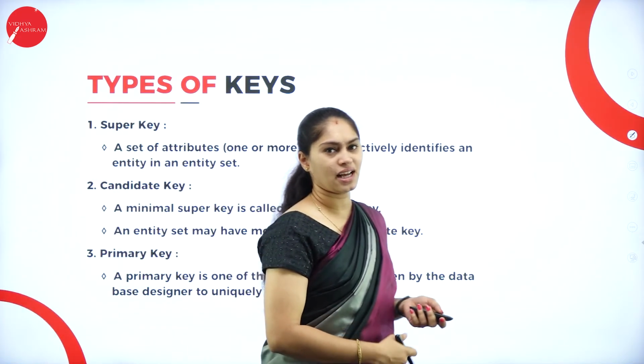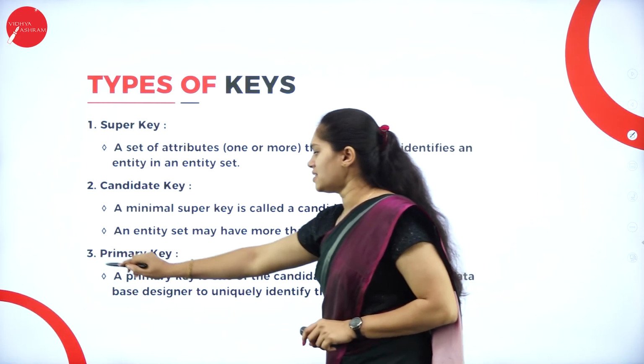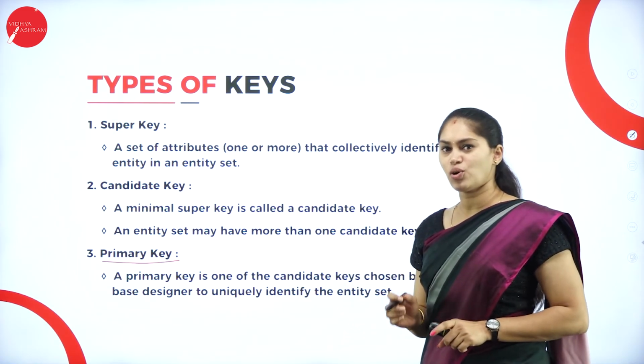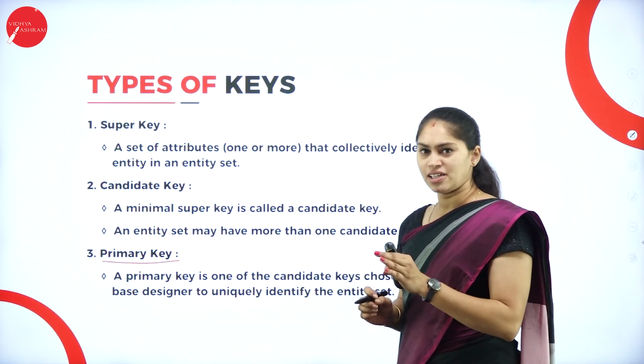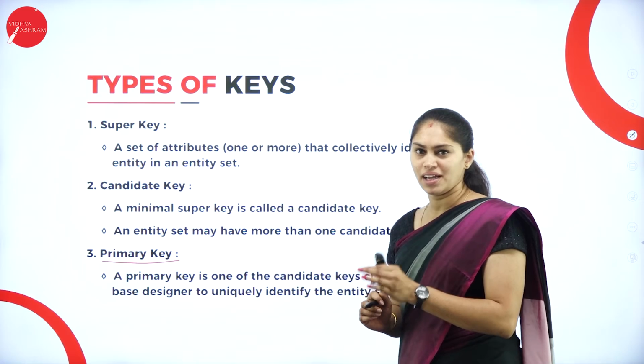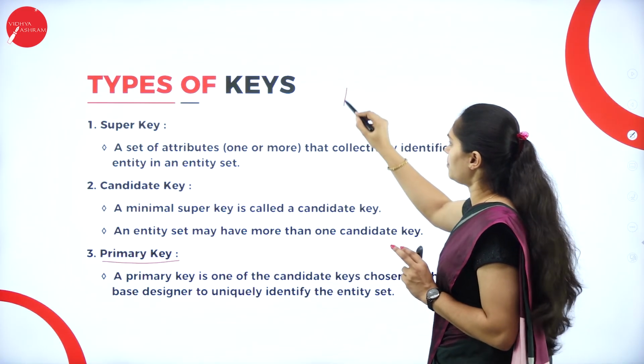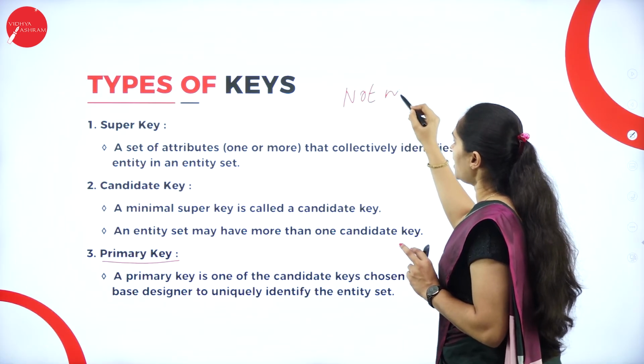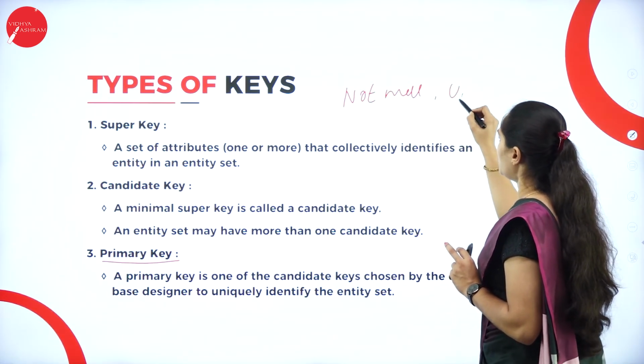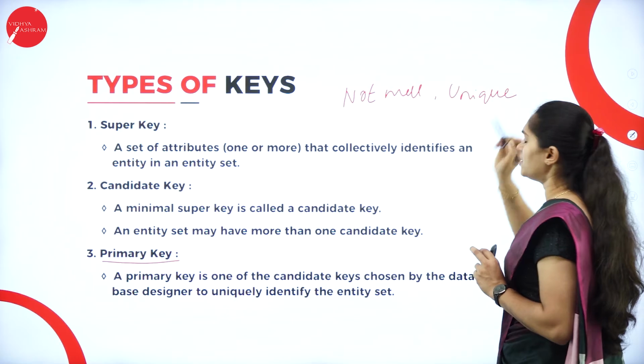And also we have types of keys in a database. First, consider the primary key. As I told you, if I make any attribute, column, or property a primary key, it has to satisfy two constraints. It should not be null, and it must have a unique value.